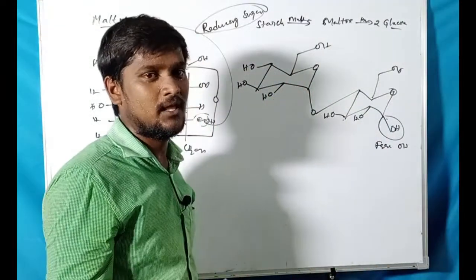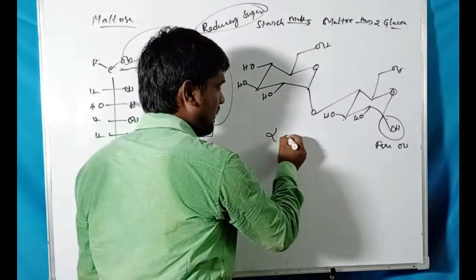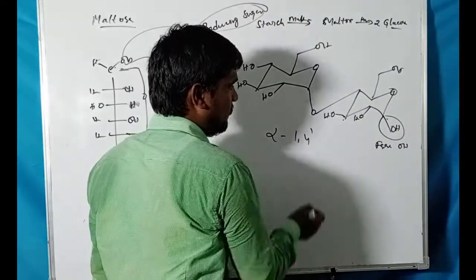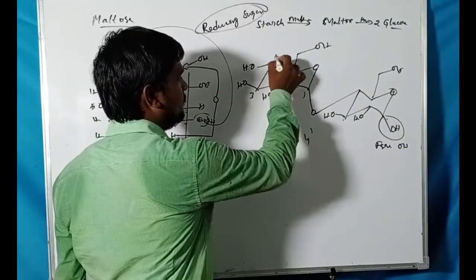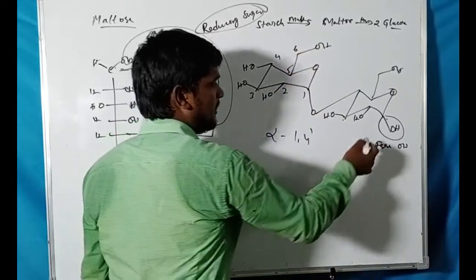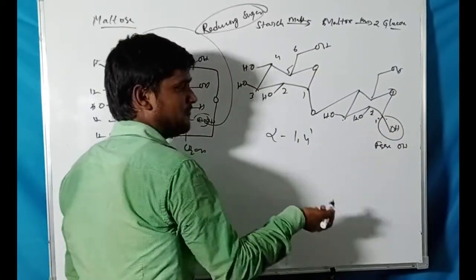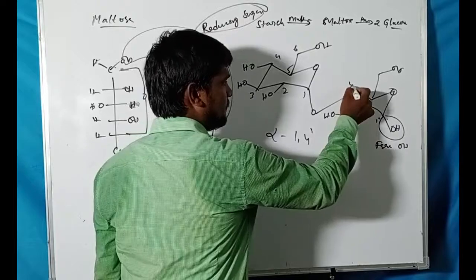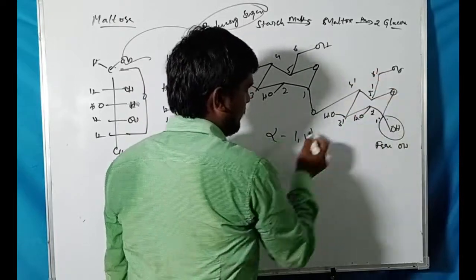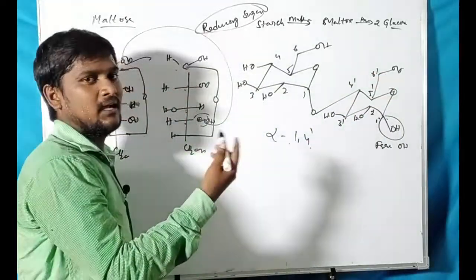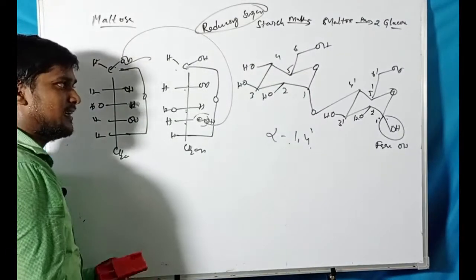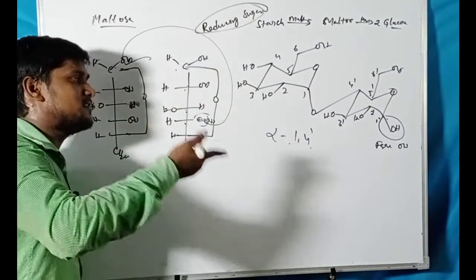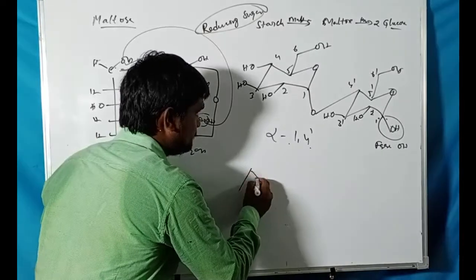Here the OH is not fixed. That's why it forms two types of isomer. Here it is alpha 1,4. Now here 1, 2, 3, 4, 5, so this is the numbering of the rings, and the second ring is numbered similarly, 4, 5, 6. This is a 1,4 glycosidic bond. Again, it forms another type of isomer, that is the beta isomer.